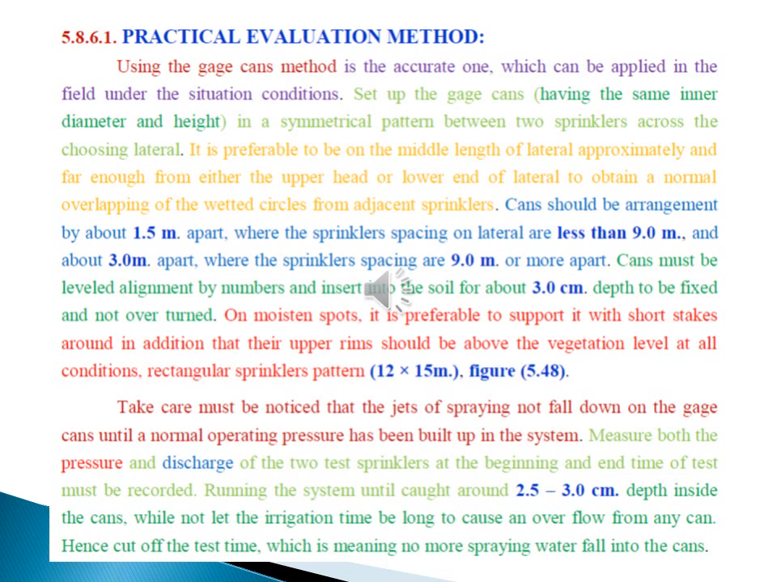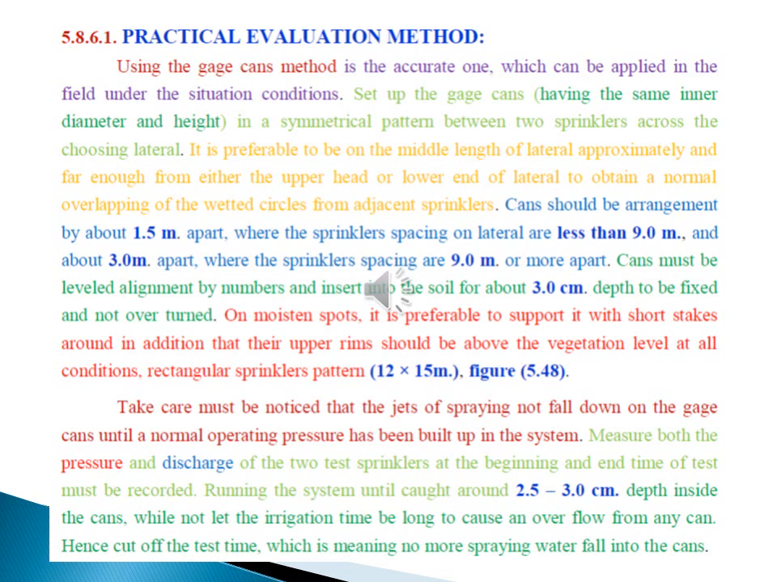Practical evaluation method. The gauge can method is the accurate one, which can be applied in the field under actual conditions. Set up gauge cans having the same inner diameter and height in a symmetrical pattern between two sprinklers across the chosen lateral. Cans should be arranged about 1.5 meters apart where the sprinkler spacing on the lateral is less than 9 meters, and about 3 meters apart where the spacing is 9 meters or more. Cans must be labeled by numbers and inserted into the soil about 3 cm deep so they are fixed and not overturned. Measure the pressure and discharge of the two test sprinklers, and the beginning and end time of the test must be recorded.